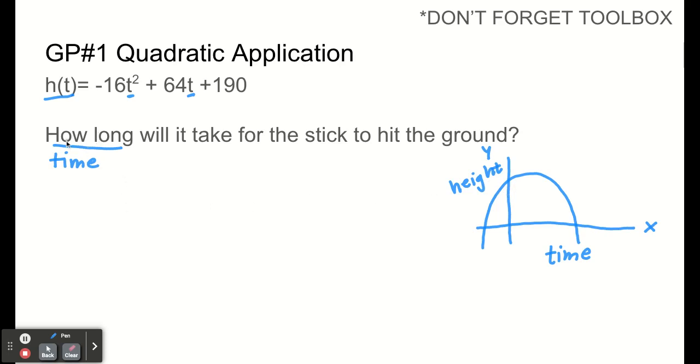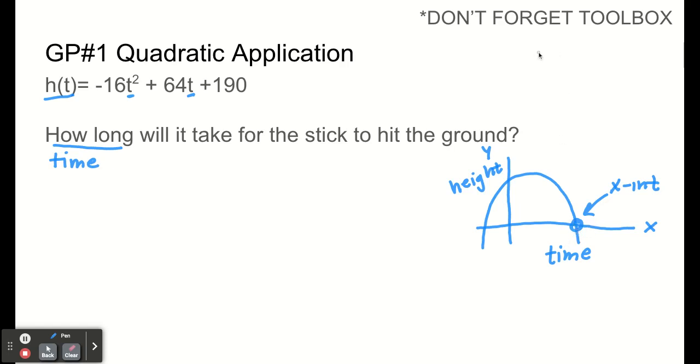So what we're looking for is the time when the stick will hit the ground. The first thing you always want to do is make your sketch so that you can get an idea as to what you're looking for. How long it's going to take for the stick to hit the ground: we know that the x-axis represents the ground, and this right here is where the stick will hit the ground. Now this is an x-intercept. So two things. One, you have to be able to identify what it is you're looking for. And then secondly, you have to remember how to find those given pieces from units before.